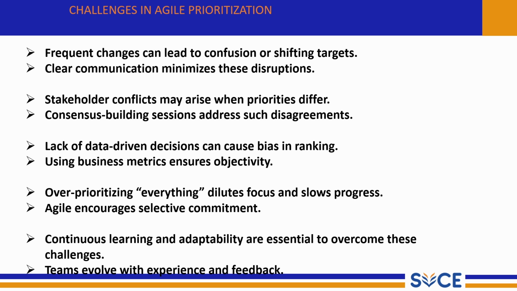Frequent changes can lead to confusion or shifting targets. Clear communication minimizes these disruptions. Stakeholder conflict may arise when priorities differ. Consensus building sessions address such disagreements. Lack of data-driven decisions can cause bias in ranking. Using business metrics ensures objectivity.